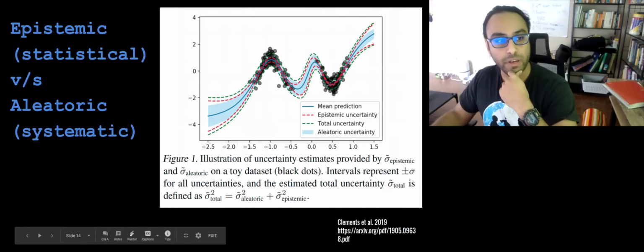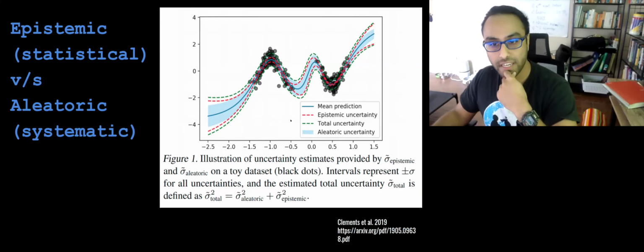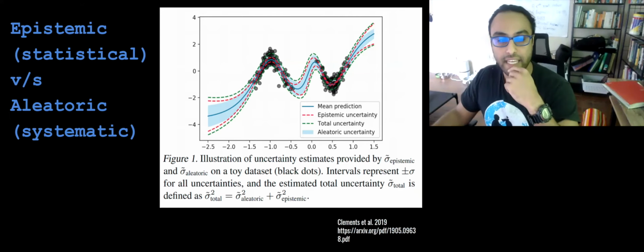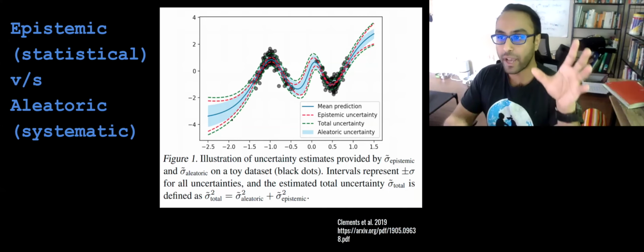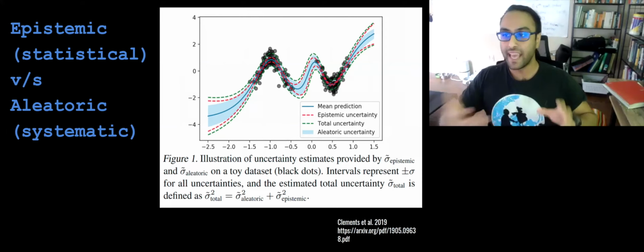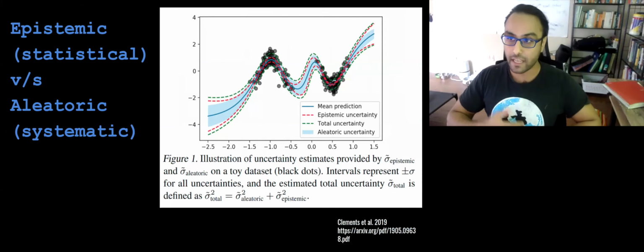Quick highlight of what epistemic and aleatoric uncertainties are. Epistemic uncertainties are statistical ones, which are high in regions of parameter space where you don't have a lot of data. And aleatoric is inherent error in the data. In this case, it derives from, say, the SNR of your input data set. A low SNR will give you high aleatoric uncertainty, and vice versa.